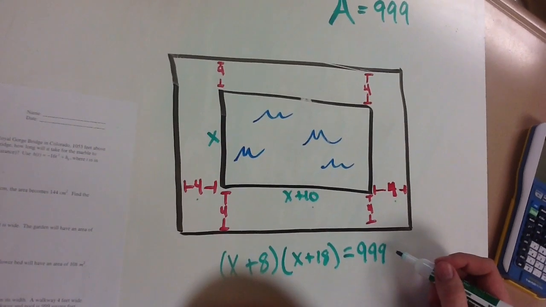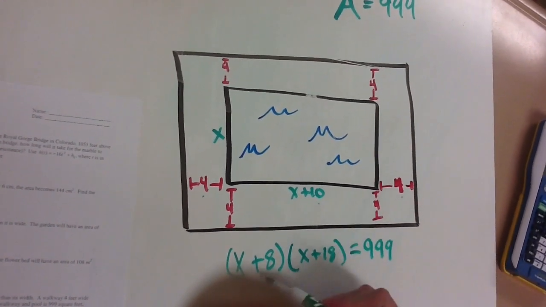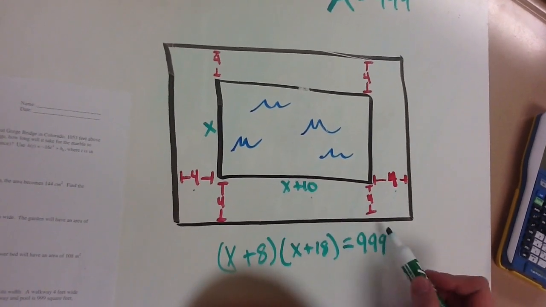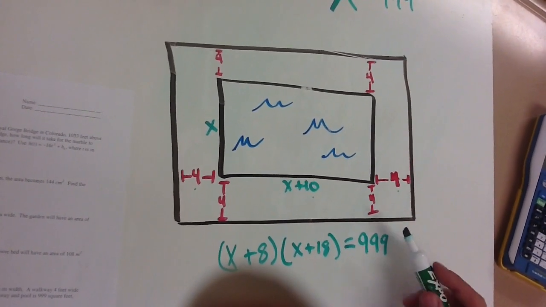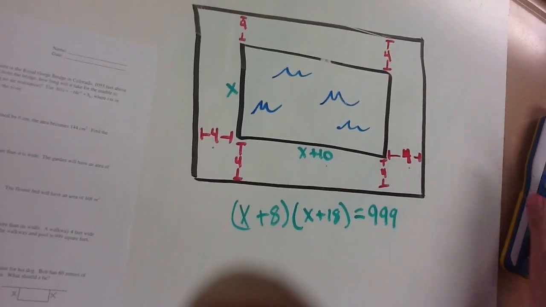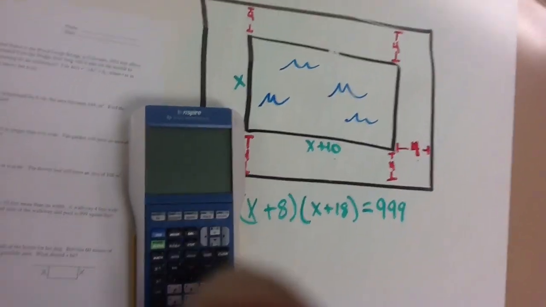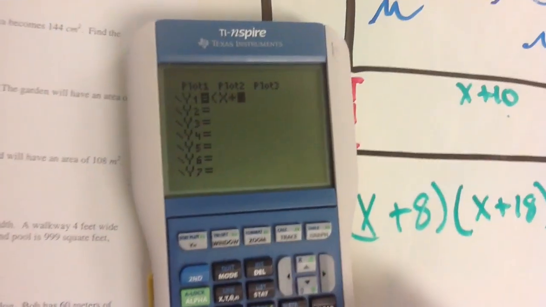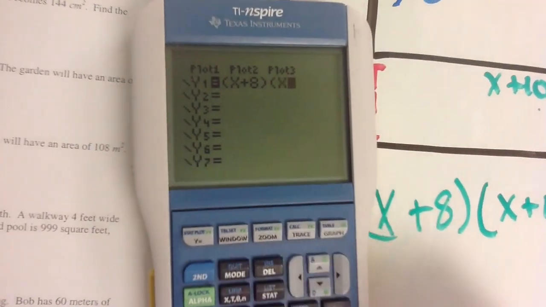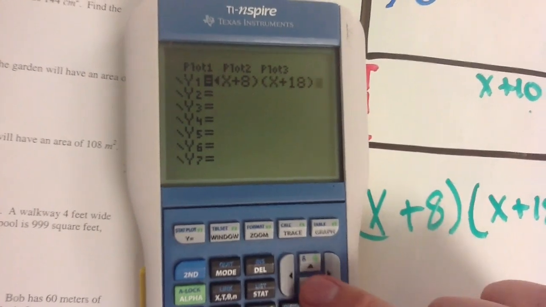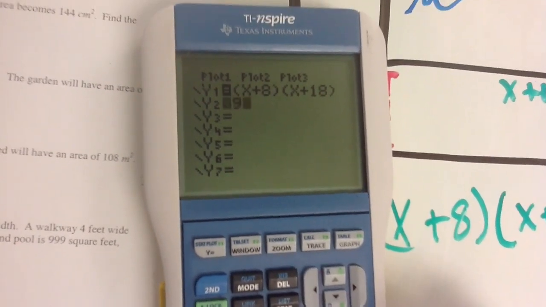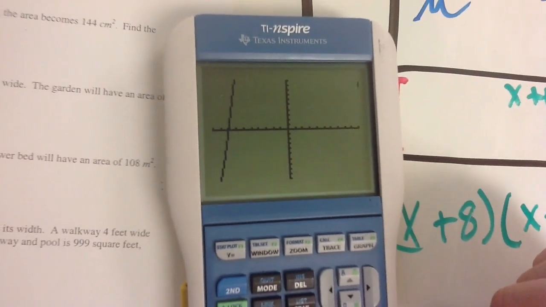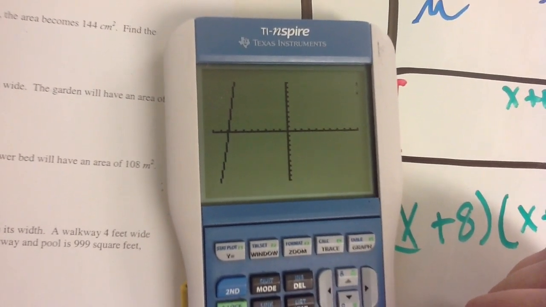Just like the previous few questions, if we put this one in y1 and this one in y2, and see where they intersect, it's going to tell us exactly what our answer is going to be. So if we grab our calculator here, and we put x plus 8 in one of them, and we put x plus 18 in the other, go down to y2 and put 999, we're going to graph this and find out exactly where x is going to be.